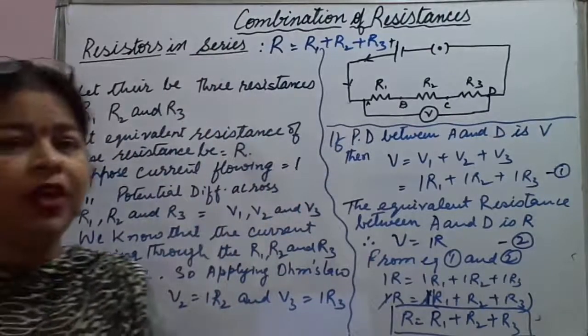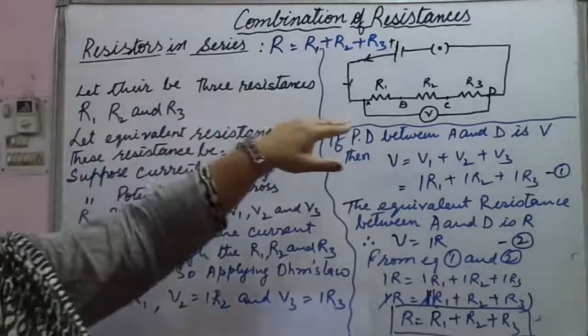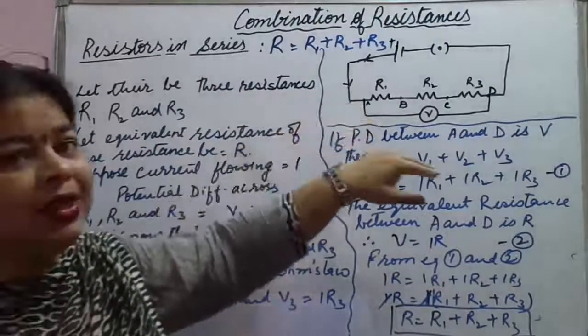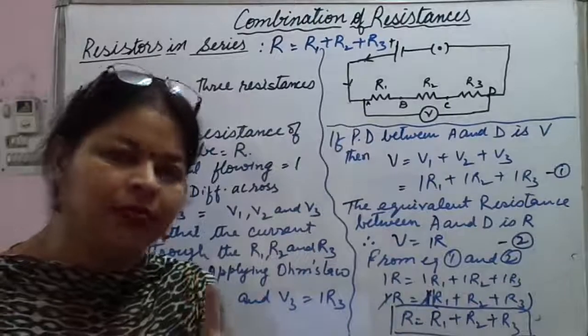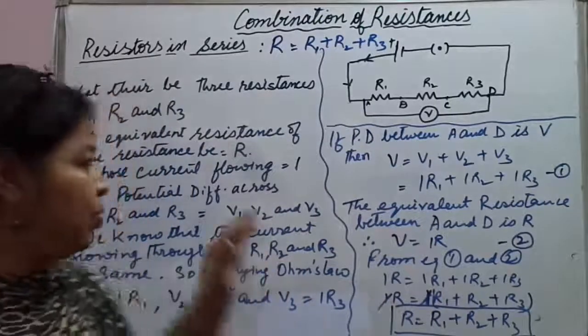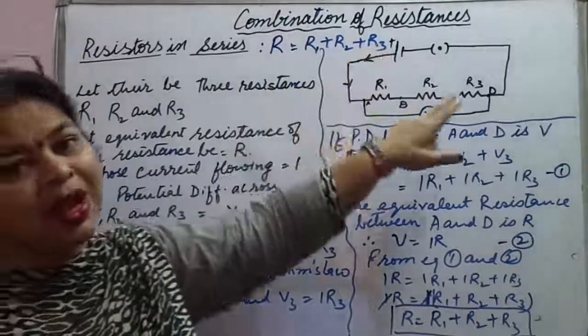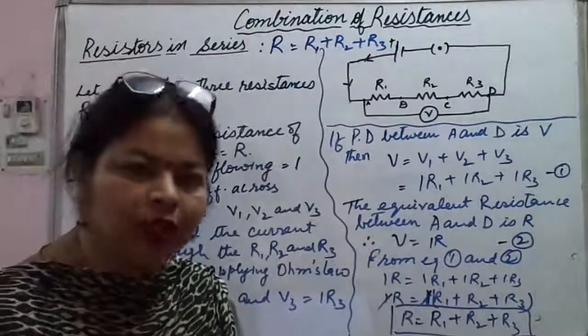The main thing that we have to keep in mind is that the current flowing through the resistances when they are in series is always the same. Taking this reason, we are going to derive R is equal to R1 plus R2 plus R3. So I hope it is clear to everyone.